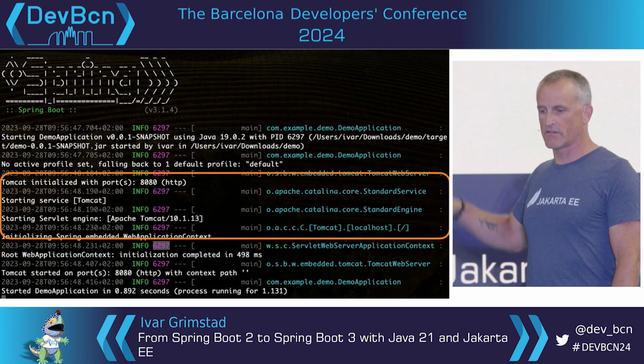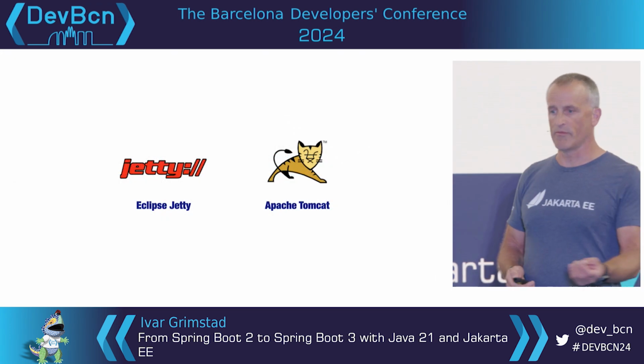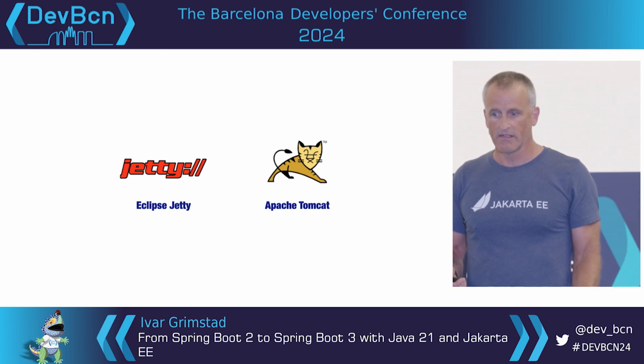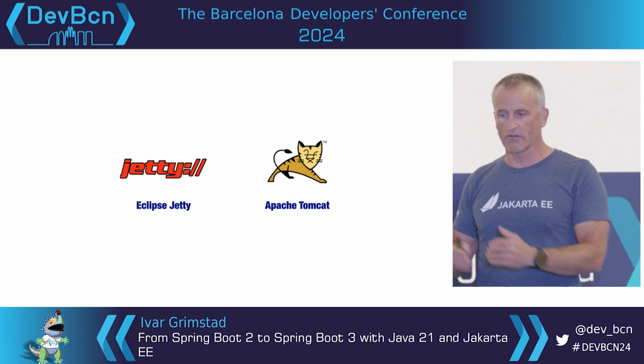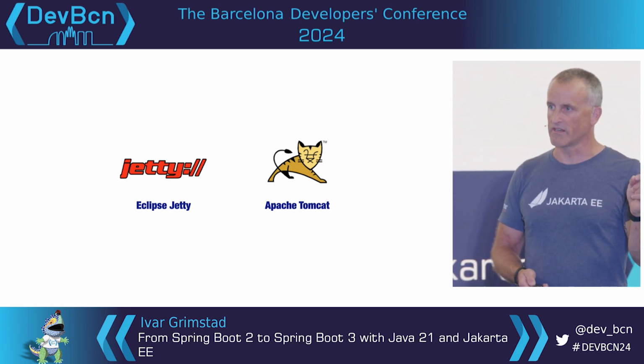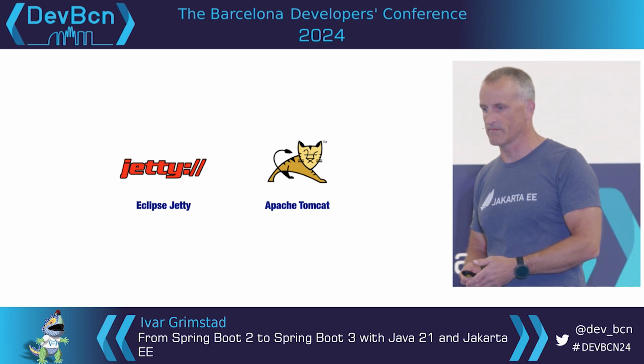So this is a default. You can replace it with any other implementation such as Jetty or Undertow or OpenLiberty or something else. That's just a matter of configuration, but you will get Apache Tomcat by default when you use the Spring Initializr to create your Spring Boot application.